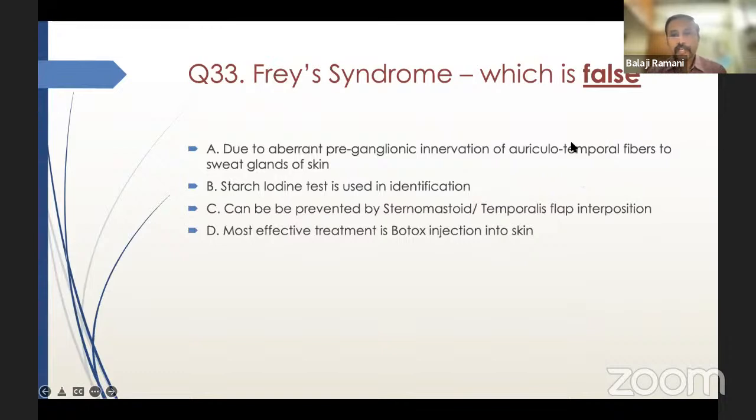Which is the false statement with regard to Frey syndrome? A: It is due to aberrant preganglionic innervation of the auriculotemporal nerve fibers. B: Starch iodine test is used to identify the tumor. C: Can be prevented by sternomastoid or temporalis flap interposition. D: Most effective treatment is Botox injection. Why is A wrong? Most of you have gotten the answer already.